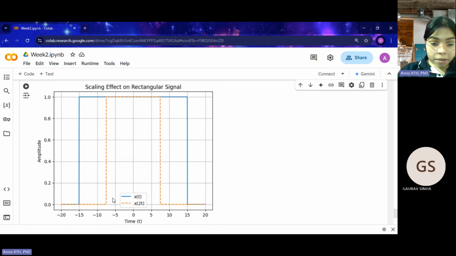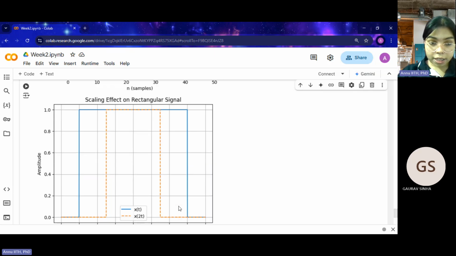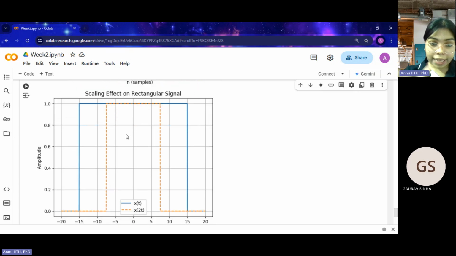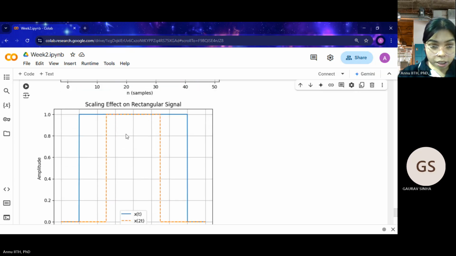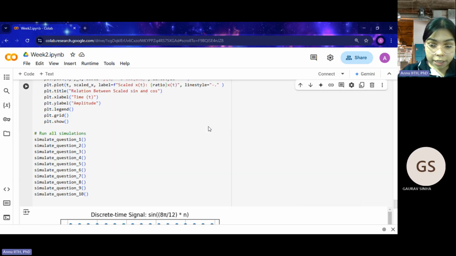So you can see this is x(t) and the orange color is x(2t), and it is from previously minus 15 to 15. It came from minus 7.5 to 7.5. The scaling effect on the rectangle is actually compressing it. Okay, moving to the next question.